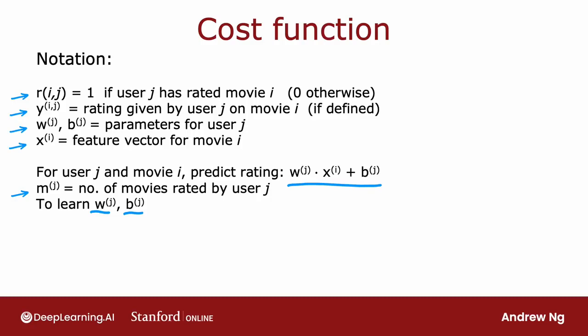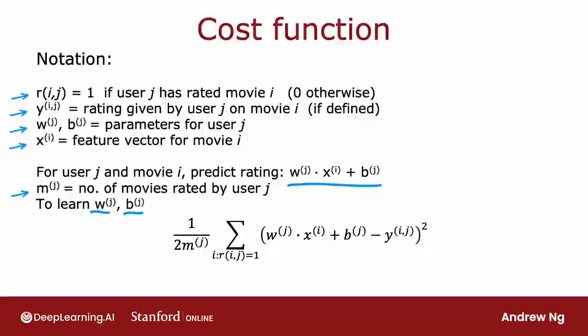That is, given the ratings a user has given of a set of movies. So the algorithm we're going to use is very similar to linear regression. So let's write out the cost function for learning the parameters wj and bj for a given user j. And let's just focus on one user, on user j for now. I'm going to use the mean squared error criteria.